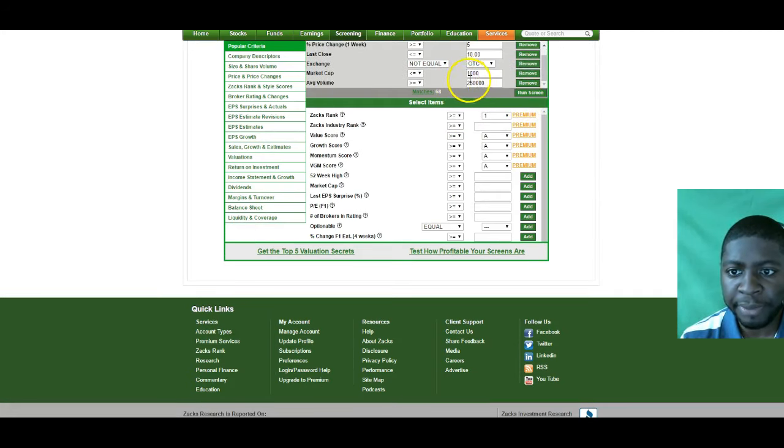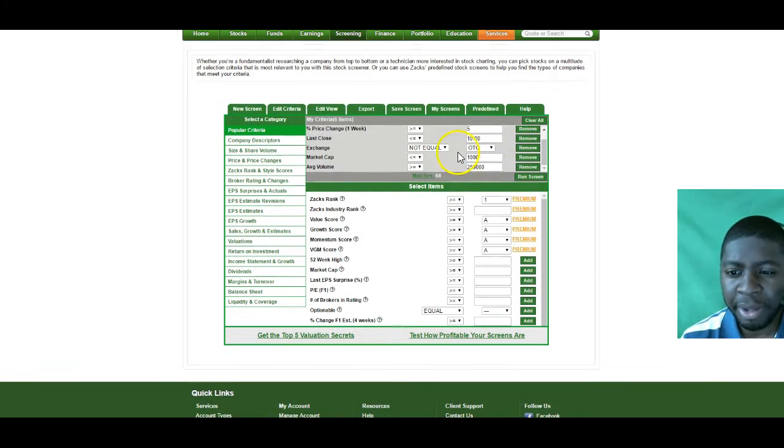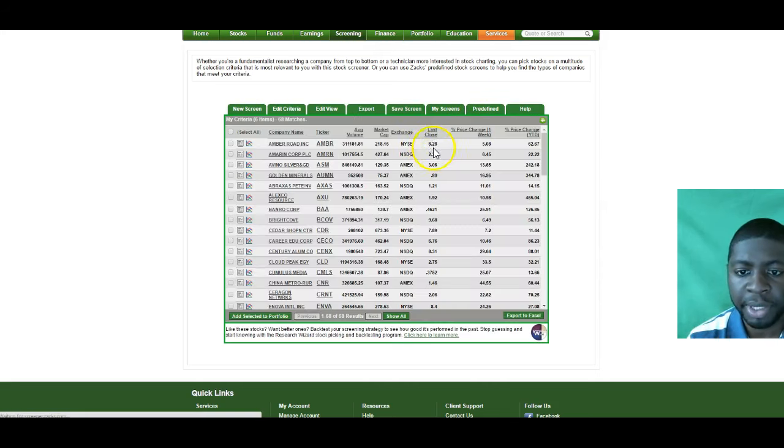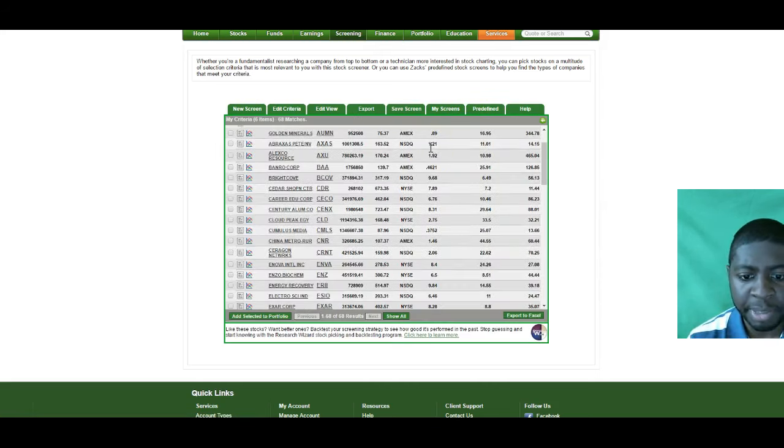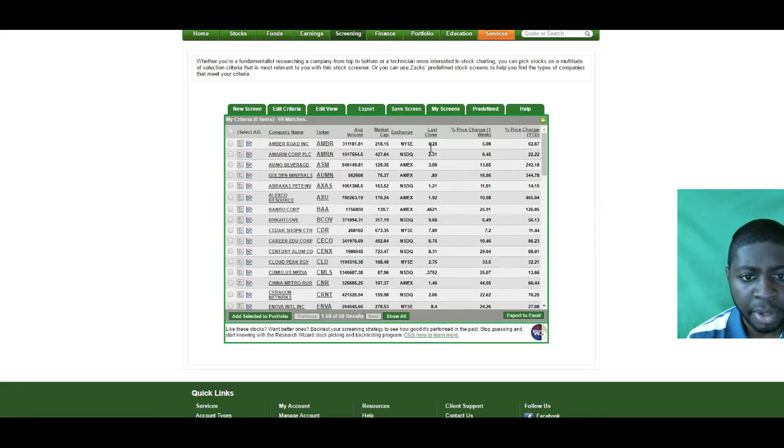All right, so 250,000. So we still want to have volume above 250,000. I don't want to look at any volume lower than that right now because I want to be able to be a part of something that's improving. So let's go ahead and run that screen. All right, that looks much better. That looks much better. So we've got a really good mix of plays.